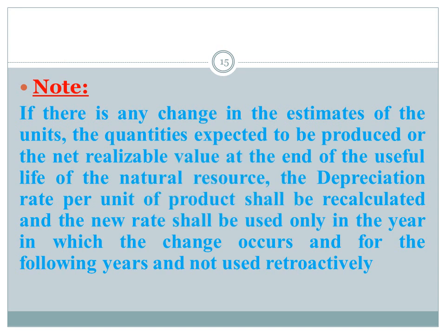Note: if there is any change in the estimates of the units, the quantities expected to be produced, or the net realizable value at the end of the useful life of the natural resource, the depreciation rate per unit of product shall be recalculated, and the new rate shall be used only in the year in which the change occurs and for the following years, and not used retroactively.